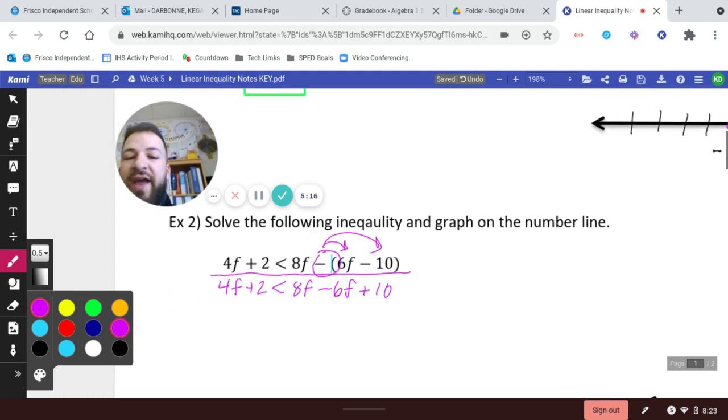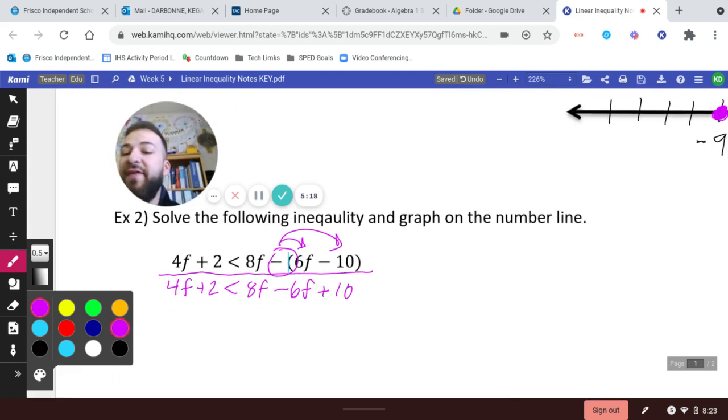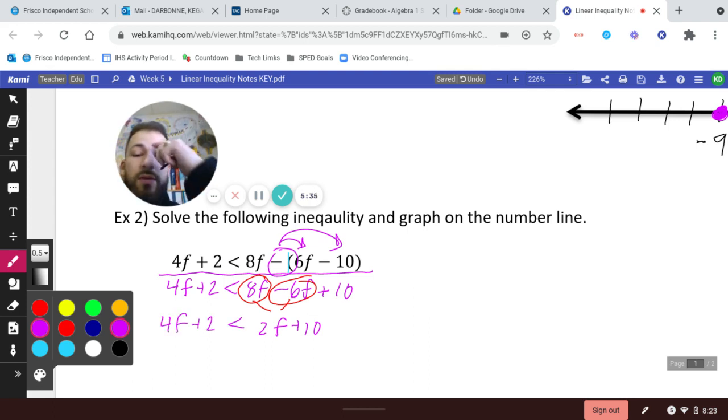From here, I have to look if I have any like terms. I do have 8f and negative 6f. So 8f and negative 6f combined to be 8 minus 6 would be 2. So 2f plus 10 is less than 4f plus 2.